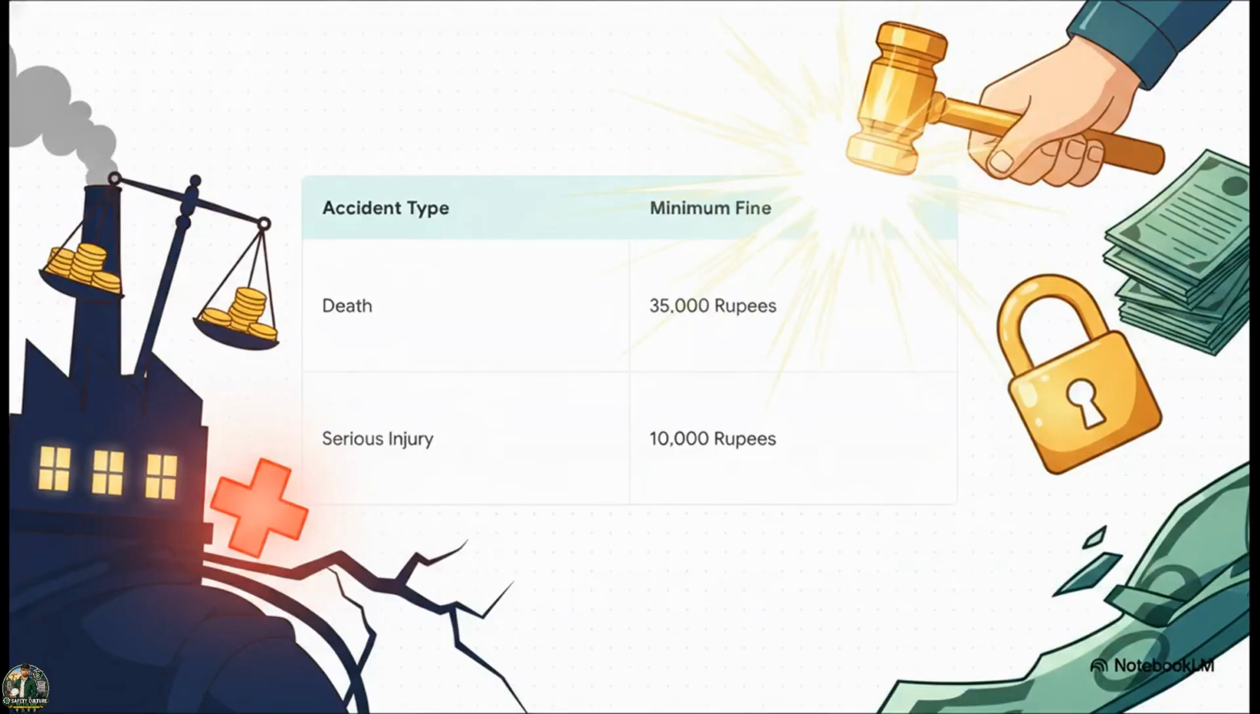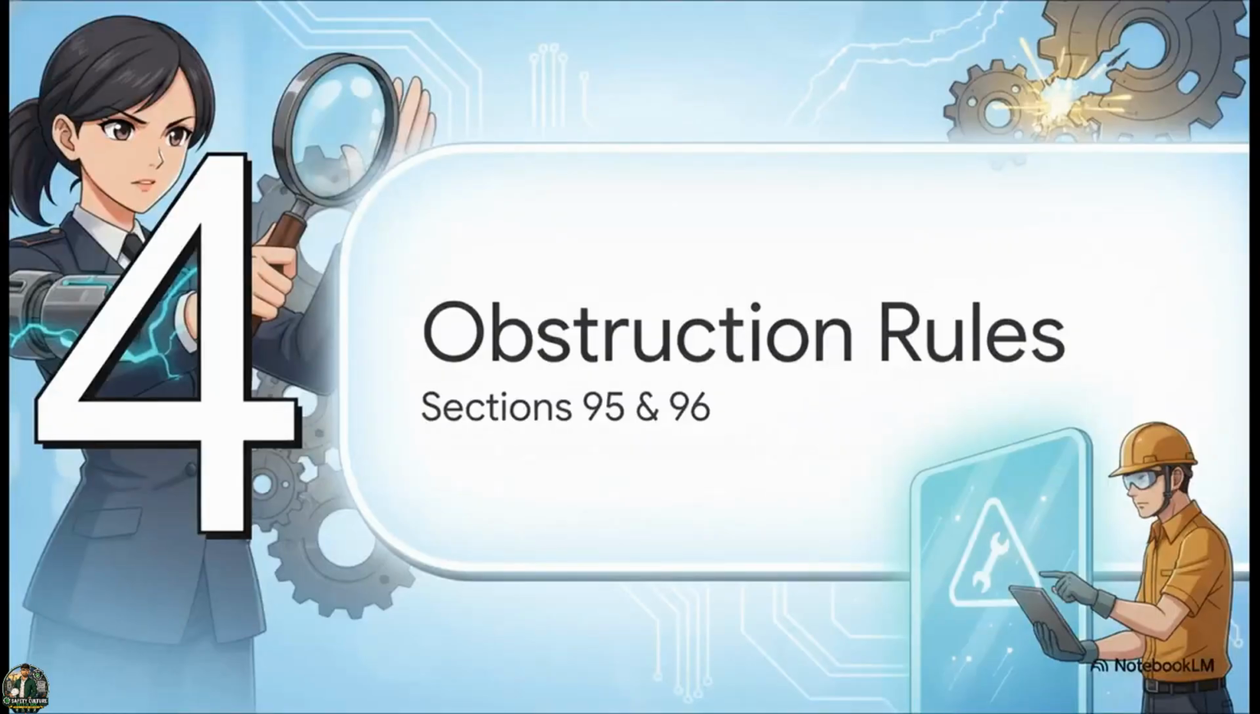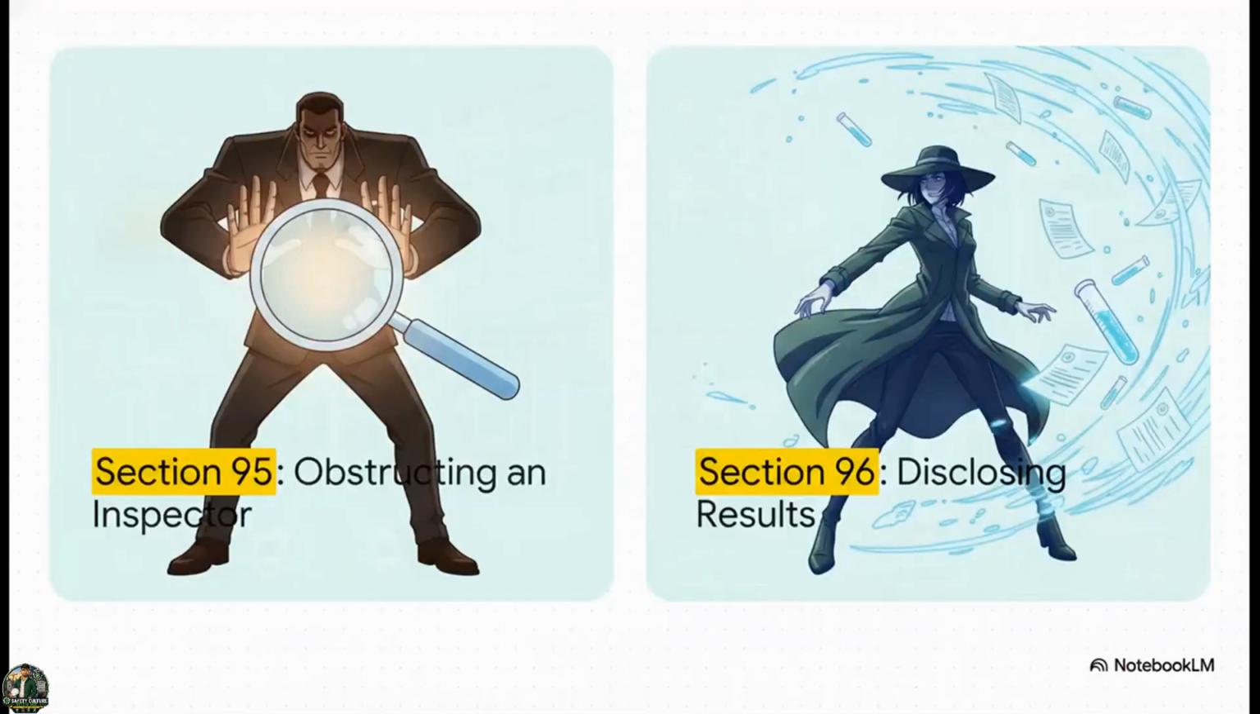The absolute minimum fine for an accident causing death jumps to 35,000 rupees, and it goes up to 10,000 rupees for serious bodily injury. Now for Section 4, Obstruction and Confidentiality, covering sections 95 and 96. These sections completely shift focus to the integrity of the inspection process itself. Because, let's face it, all these safety rules mean absolutely nothing if an inspector can't actually do their job.